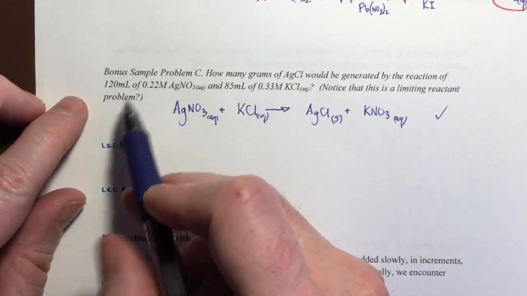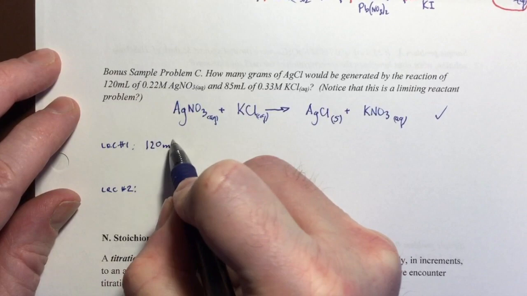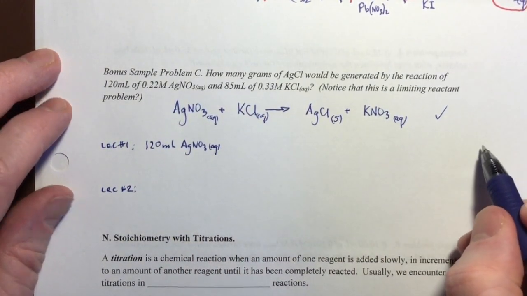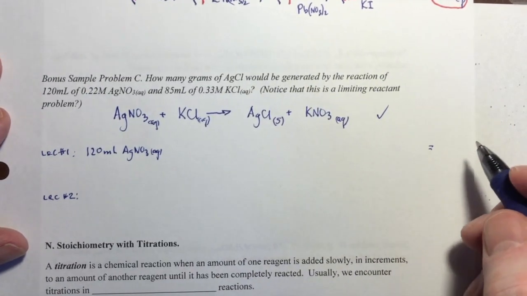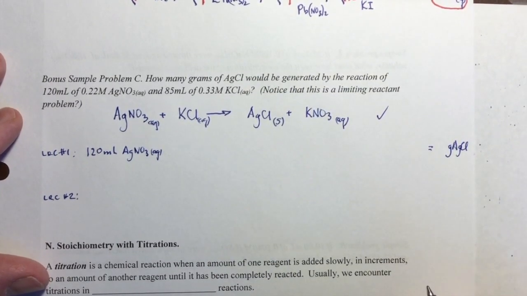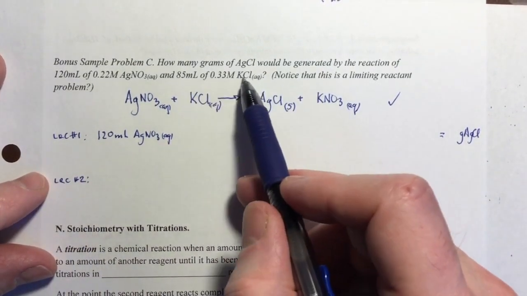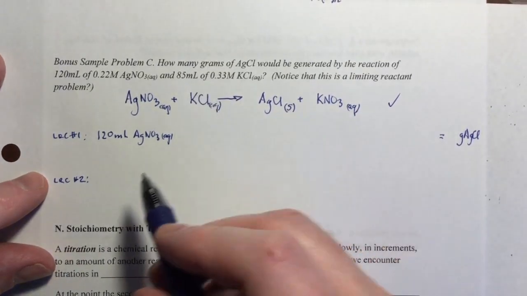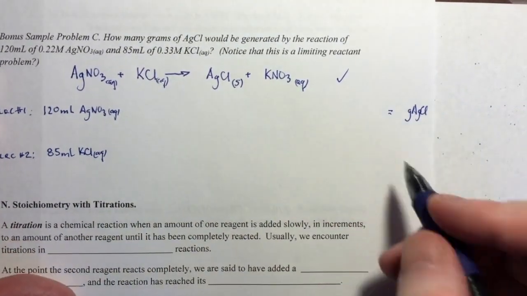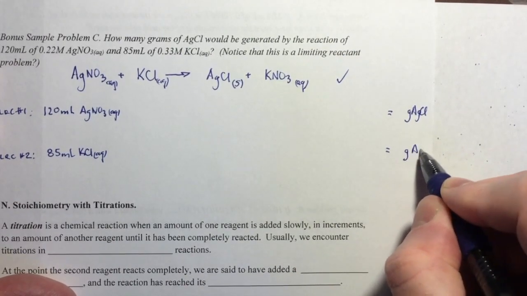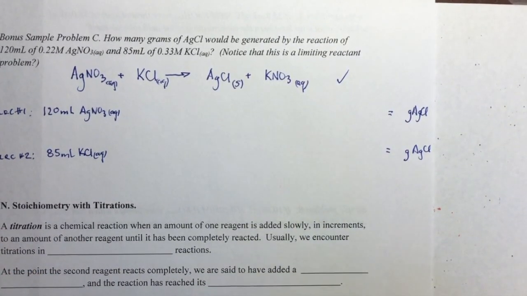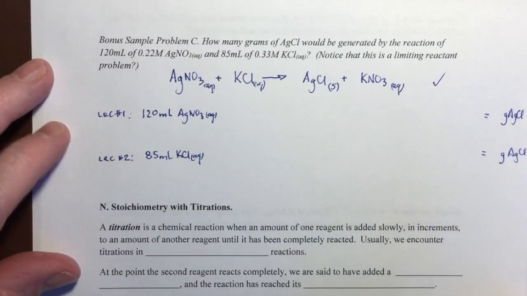And here we go. I'm going to start the first one from the 120 milliliters of the silver nitrate solution. And way over here, I'm going to answer with how many grams of silver chloride. And similarly, for my second limiting reactant calculation, I'm going to start with the quantity of potassium chloride I'm given, which is 85 milliliters. And way over here, I have to come to the same destination, right? Grams silver chloride. And when I get these two answers, I'm going to circle the smaller of the two. That's going to be my theoretical answer, my theoretical yield. So we know how to set these up now, right?